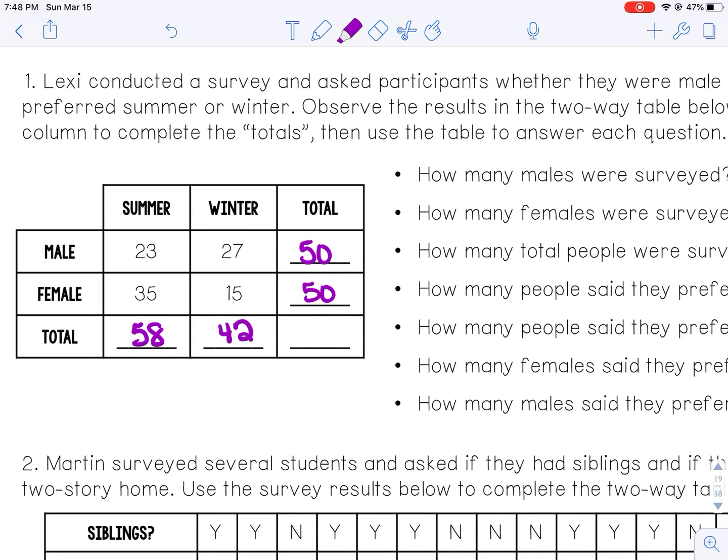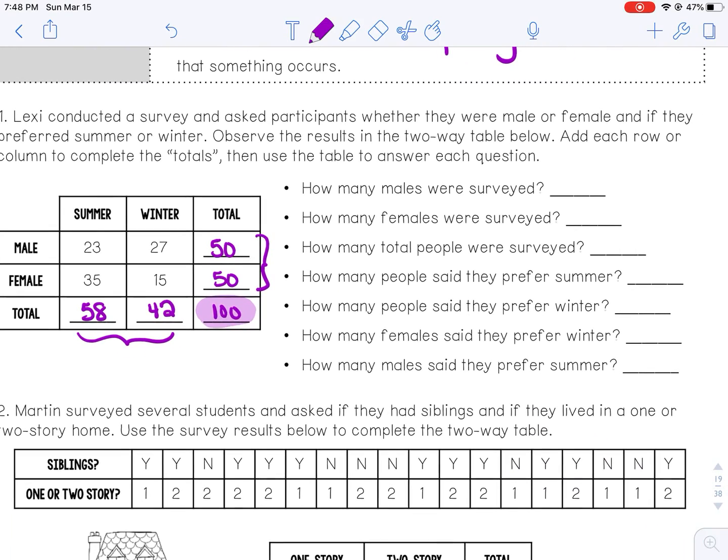Now, it's very important that this area right here is going to be the combination of this and this. It has to be the same value. So 50 plus 50 is 100. Double check to make sure that 58 plus 42 is also 100. Okay, now we can answer our questions.